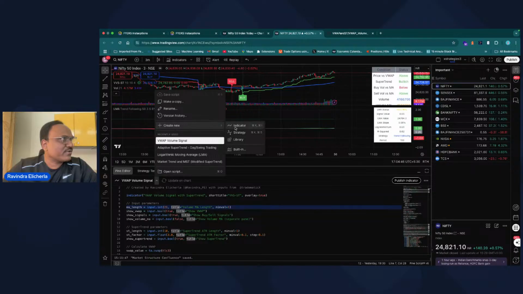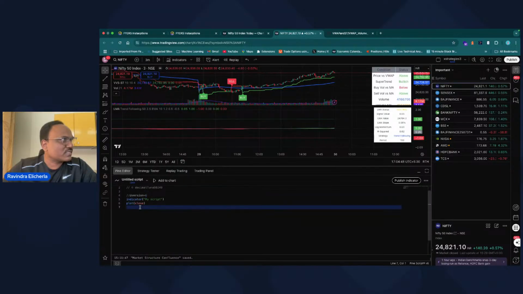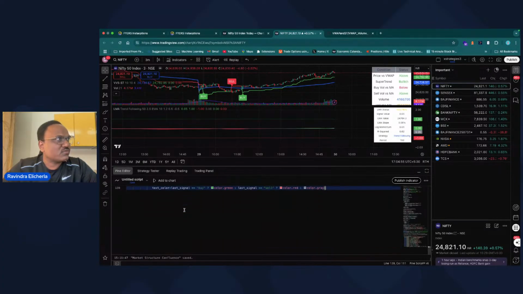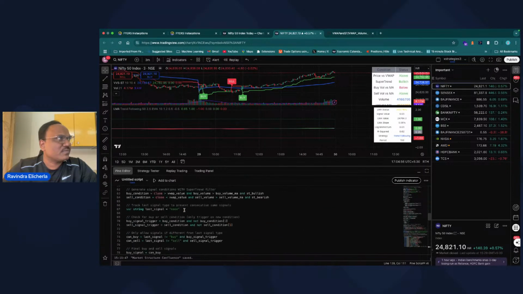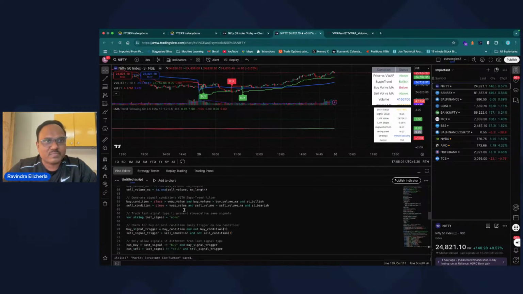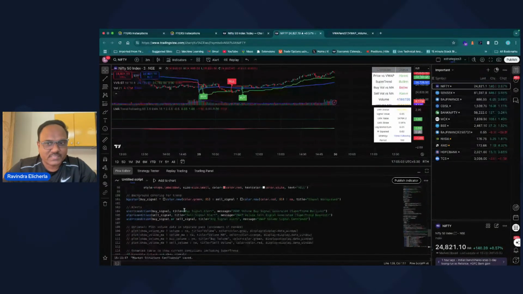So you go to create new and then new indicator. You've got to see version 6 or whatever. So you get rid of everything and then paste here. That's all. Very rarely you may get truncation kind of a thing, but in this particular copy paste, I don't think we're going to get any of those errors.